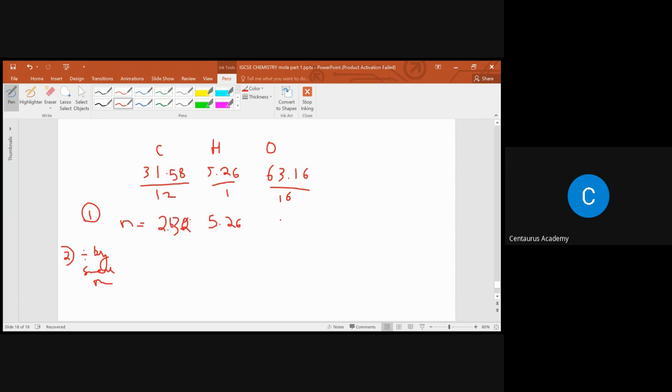Okay, and what about oxygen? 63.16 divided by 16 is 3.9475. Now, out of all of these, which one is the smallest number? Obviously, this 2.632, right? You will divide all of these by the smallest number, 2.632. Then the next one will also be divided by 2.632, and the next one will also be divided by 2.632. What is the answer you got?